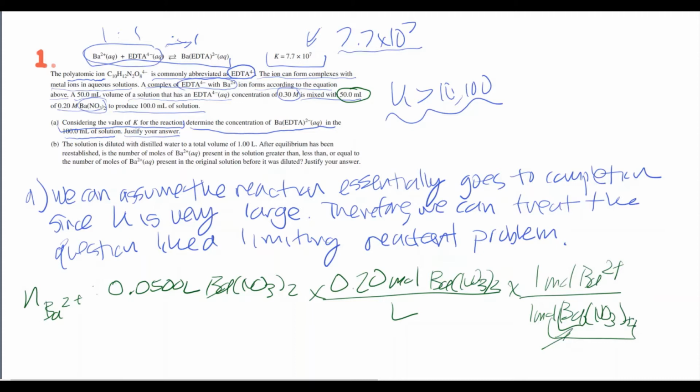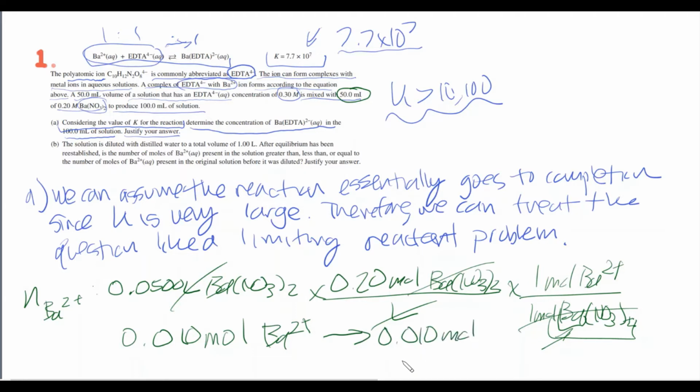So doing the math, we can cancel out the liters and the moles of barium nitrate to get ourselves the number of moles of barium 2+. So 0.05 times 0.2 is going to be 0.01 moles. Well, let's add the extra 0 for sig figs, 0.010 moles of barium 2+. And this can produce a maximum of exactly 0.010 moles of the complex.